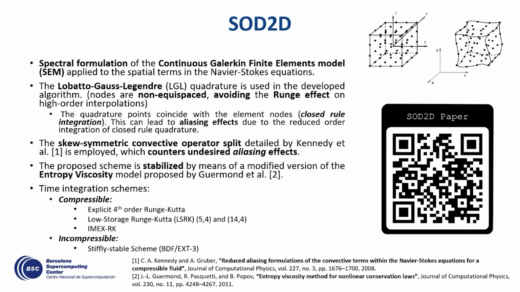We are based on a spectral formulation of the continuous Galerkin finite elements model. We use Lobatto-Gauss-Legendre quadrature points, okay? So the nodes are non-equispaced, allowing us to avoid the Runge effect. But since our integration points coincide with the nodes of the mesh, and we have this closed integration rule, this can lead to aliasing effects.